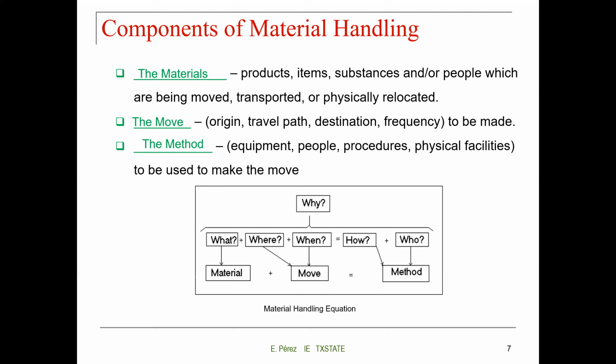So in this diagram, at the bottom here, we have the material handling equation that involves what, where, and when is going to be equal to how and who, which is the method. As you can see here, where and when includes the move. So the material plus the move equals the method. So we are going to be looking at this piece of material and move in order to achieve our goals.